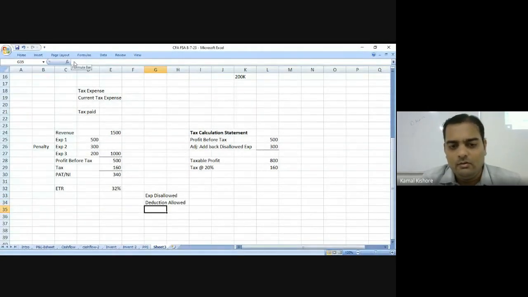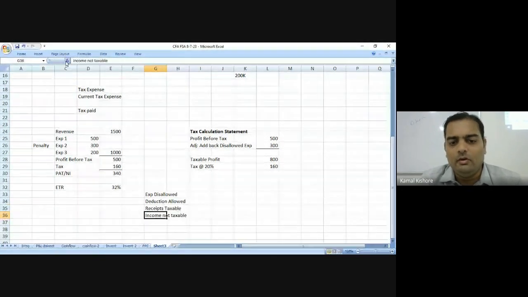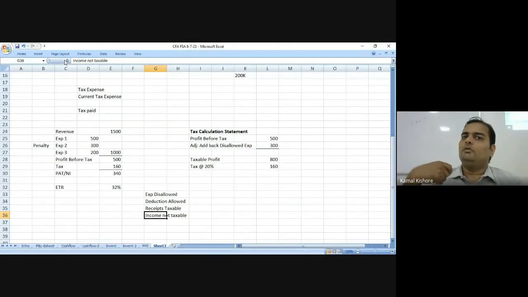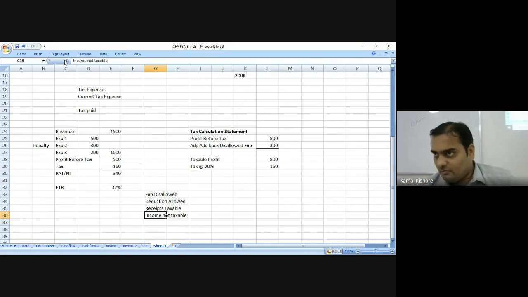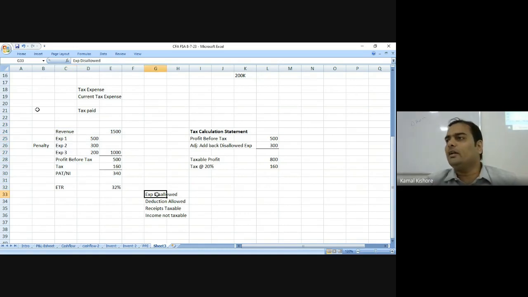Then income taxable, income not taxable. Or instead of income, you can say receipt. Receipt taxable and income not taxable. For whatever is your income, that may not be taxable. Whatever you have not put in the P&L account could be taxable. Whatever you have put in P&L account as expense, that is disallowed. And some other deduction is allowed as an expenditure. Four directions. Okay, I'll give some examples.